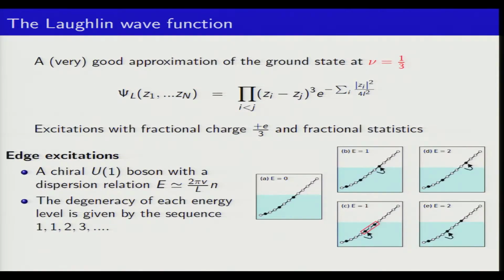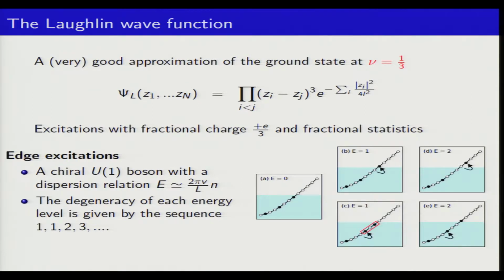So you have already seen this wave function this morning. This is the Laughlin state. If you do a numerical simulation on a clean sample, it's a very good approximation of the actual ground state at filling factor 1/3. It has fractional charge excitations, with charge plus or minus 1/3 of the electron charge, and they have fractional statistics. But they are abelian, so they are just described by phases, not by matrices.